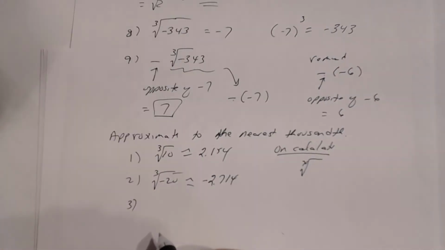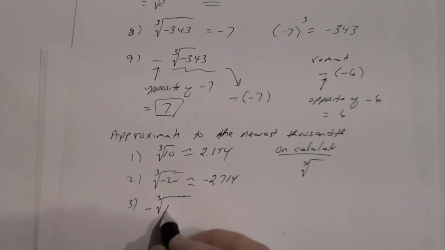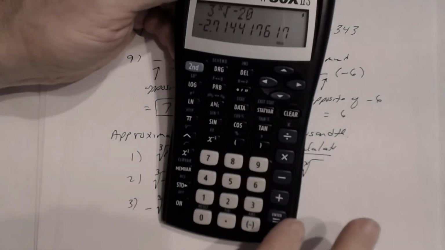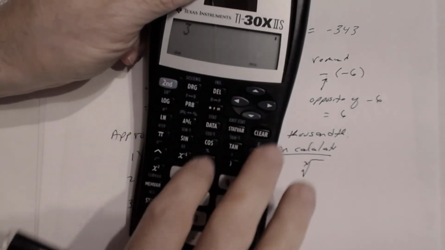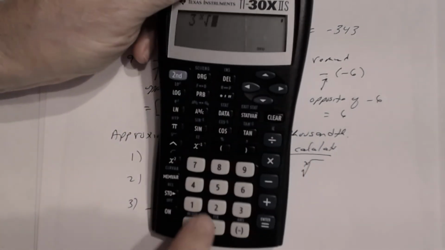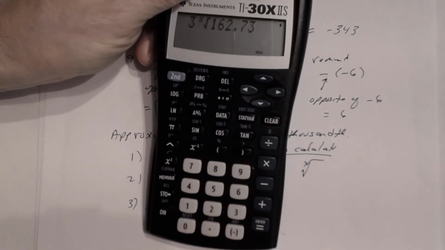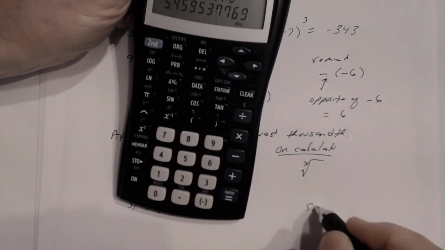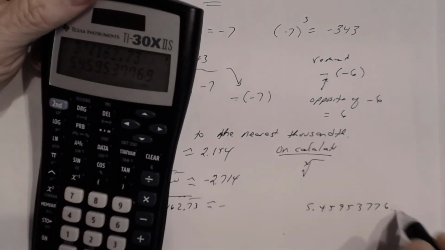And then let's do one more. So number 3, we have negative cube root of 162.73, let's say. I know the answer is going to be negative, so I'm not going to put the negative in here. So I'm going to take the cube root of 162.73, and then press equal, and you get 5. All right, now let me write this out. So I get 5.4595377, and so on.